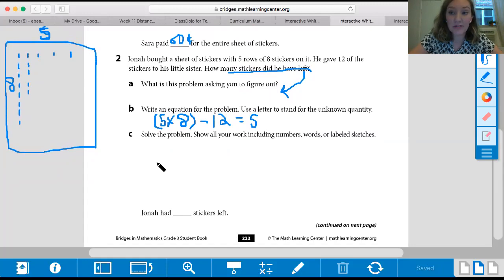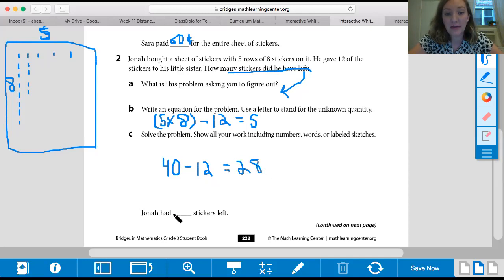Okay, so hopefully you worked on that on your own for a while. 5 times 8 is 40. If you skip counted on your fingers, it should have been 5, 10, 15, 20, 25, 30, 35, 40. And 40 take away 12. First, if I do 40 minus 10, I know I have 30. And then if I take away 2 more, I know I have 28. So that means Jonah had 28 stickers left. Hopefully you guys got that answer as well.